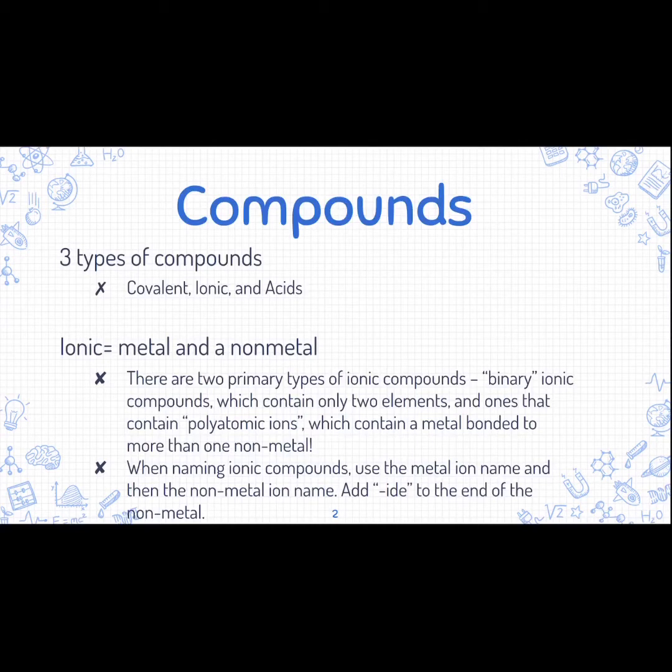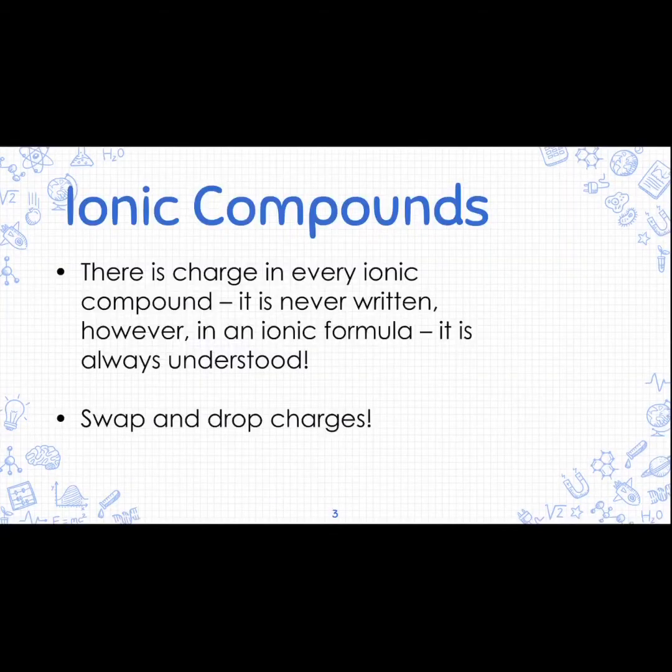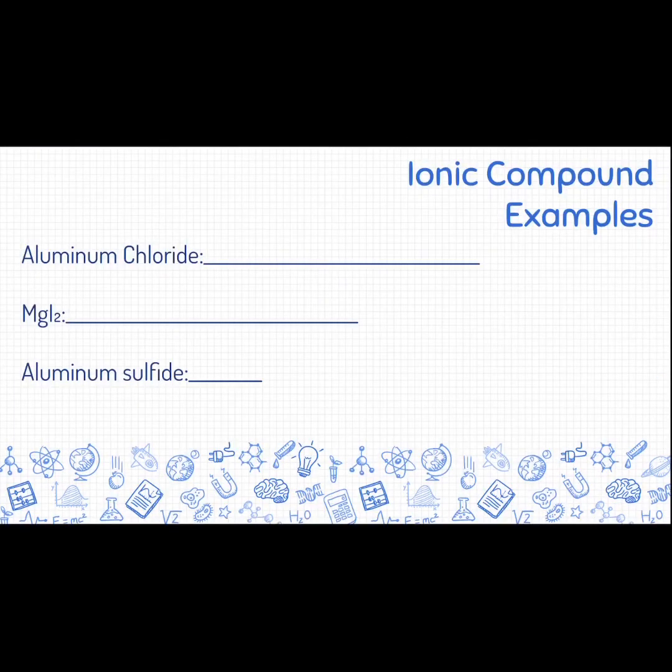When we're naming ionic compounds, you use the metal ion name and then the non-metal ion name. So for the non-metal, we're going to add the letters IDE to the end. There is a charge in every ionic compound, even though we don't write it. It's just understood that there's a charge because it's ionic, because there's a metal and a non-metal. So this is when we're going to swap and drop charges, just like you learned last class. So let's do some examples.